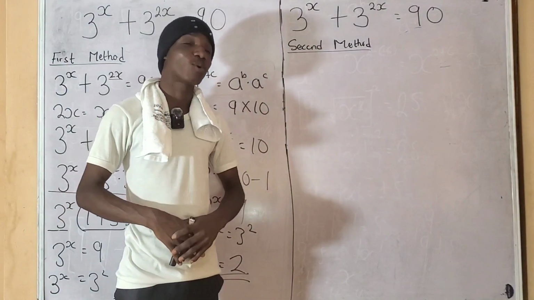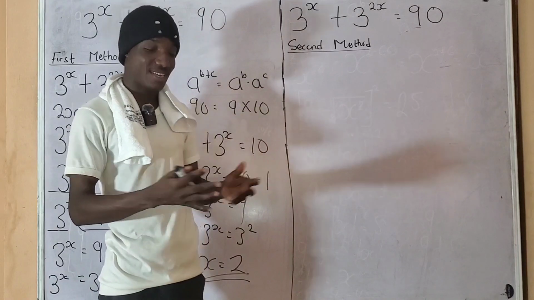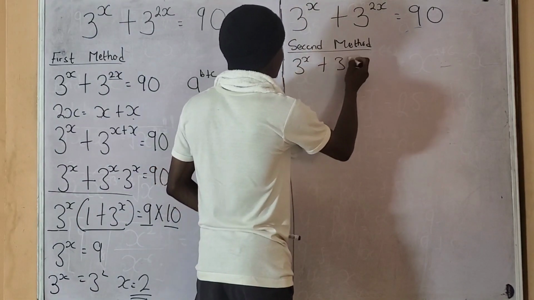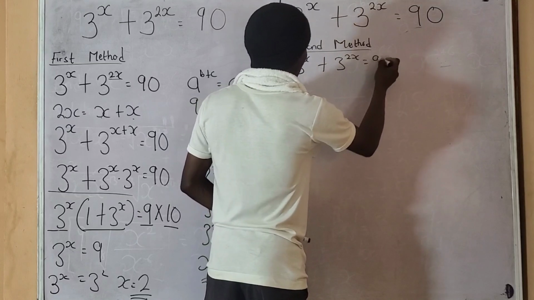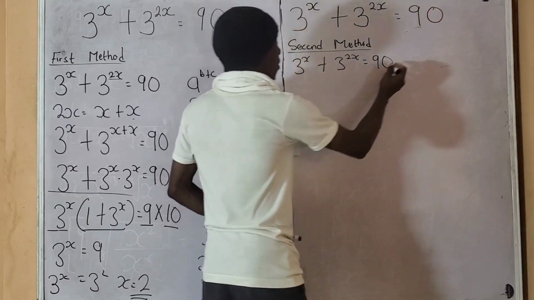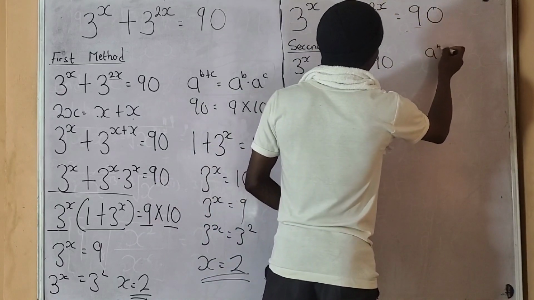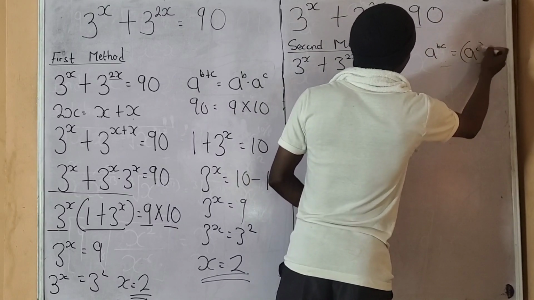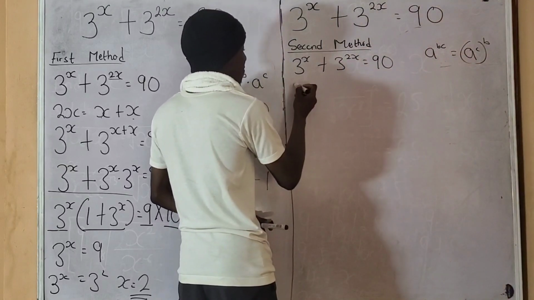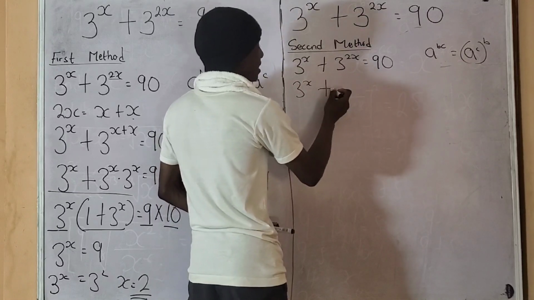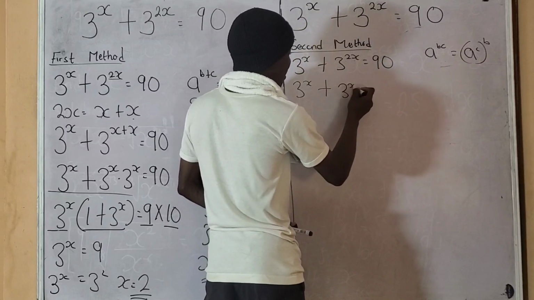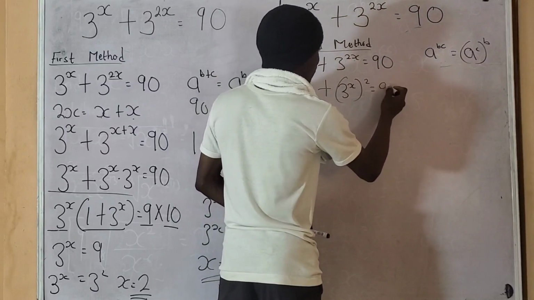Now, okay, let's approach the question using the second method. We have 3 raised to the power of x plus 3 raised to the power of 2x equals 90. Now, recall that if you have a raised to the power of b times c, this can be written as a raised to the power of c, raised to the power of b, right? So I'm going to have 3 raised to the power of x plus, since I have 3 raised to the power of 2x, I can write it as 3 raised to the power of x, raised to the power of 2. This will equal 90.